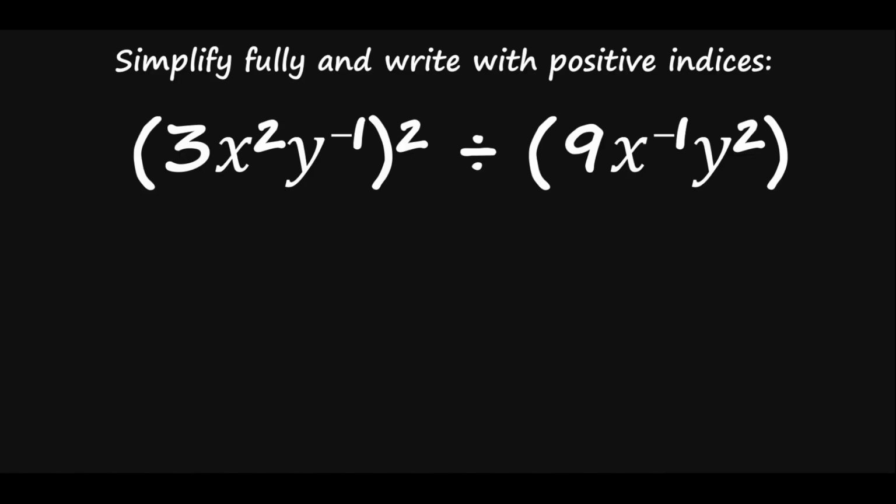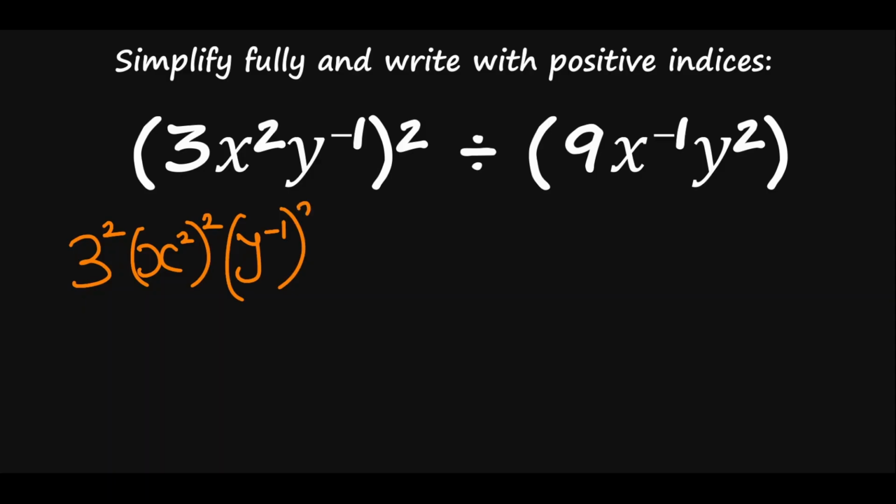So that gives us 3 raised to power 2. By the way, if you forgot, in power of a product, the law of power of a product is saying that raised to power 2 goes to all of them, becomes the power of all of them in the bracket. So this is 3 raised to power 2, x squared, we put it in bracket, raised to power 2, y raised to power minus 1, we put it in bracket, raised to power 2. So that sorts out that left side.